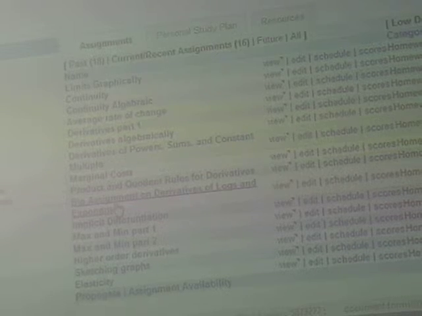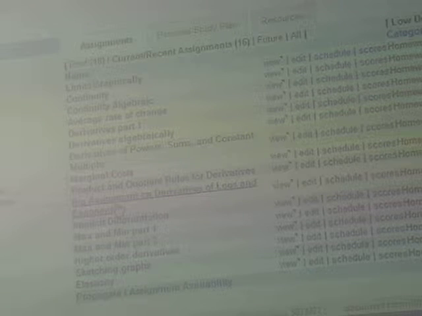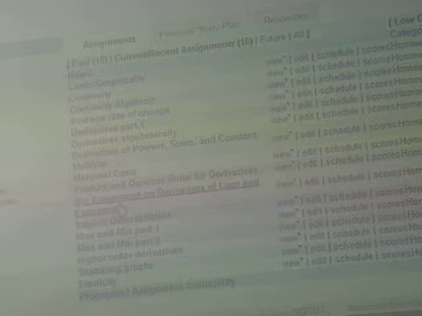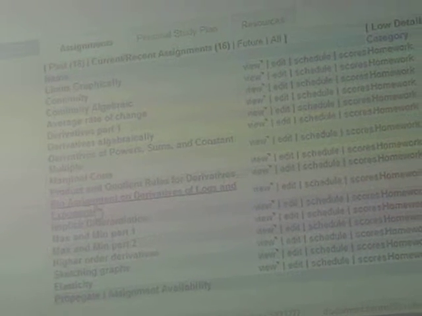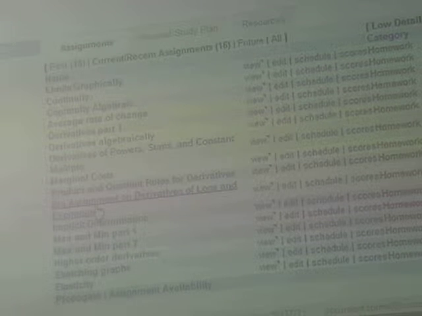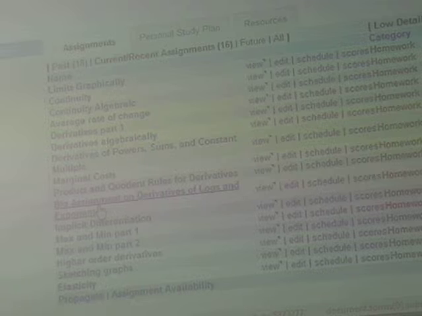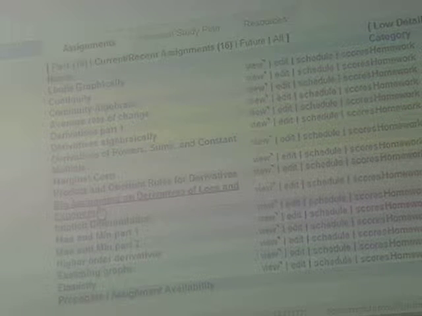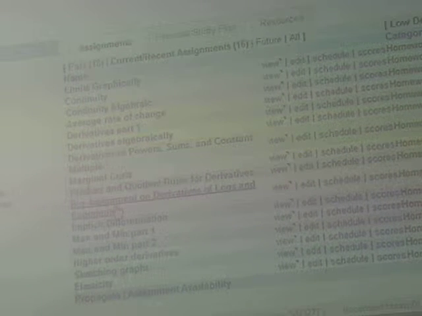Big assignment on derivatives of logs and exponents. Can everyone see that? I think it's 29 problems. I wanted to warn you, so I called it big assignment. And I also gave you one extra day to do it. So instead of 6 days, you have 7 days. It's due on the 30th. So it's one extra day, more than usual, but you still have a lot of work to do.